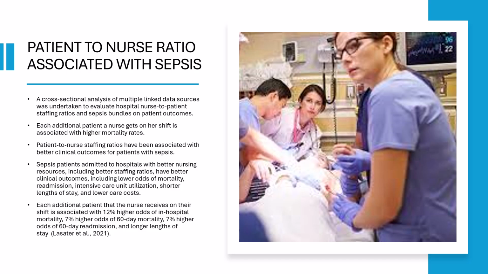This study directly evaluated whether patient-to-nurse staffing ratios were associated with clinical outcomes for patients admitted with sepsis in 116 New York State hospitals. The researchers simultaneously evaluated the effects of hospital adherence to the SEP-1 evidence-based care bundle on patient outcomes to determine whether and to what extent improving patient-to-nurse staffing ratios might benefit patients.